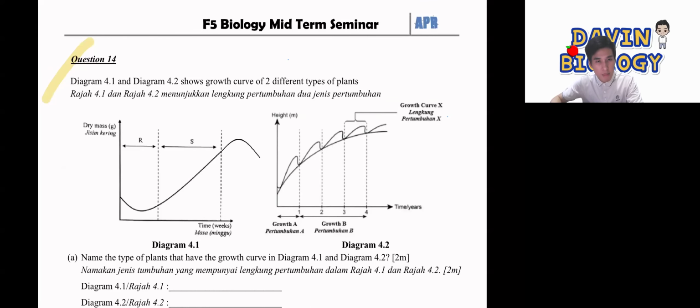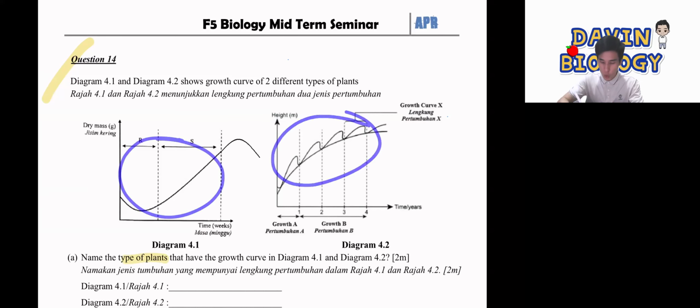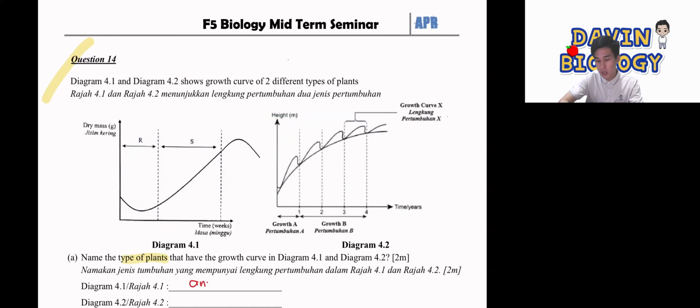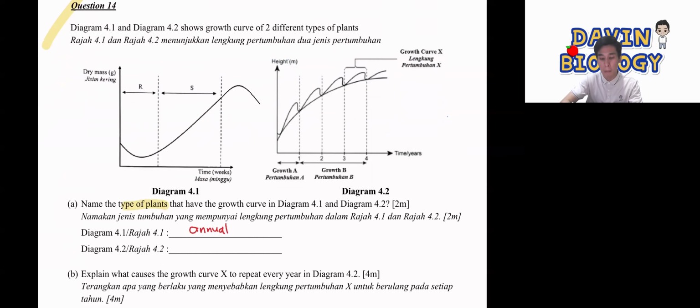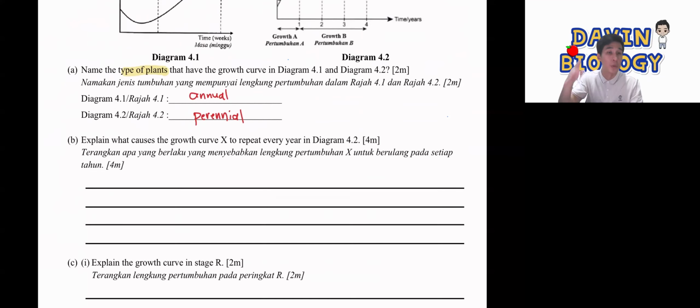Name the type of plants that have the growth curve in 4.1 and 4.2. So they ask you to name type. Based on the growth curve, one sigmoid, many sigmoid. So it's just annual, biennial, perennial plants. They are easy. So if they ask example, you say corn, rice, all those. If you just type annual, perennial, will do.